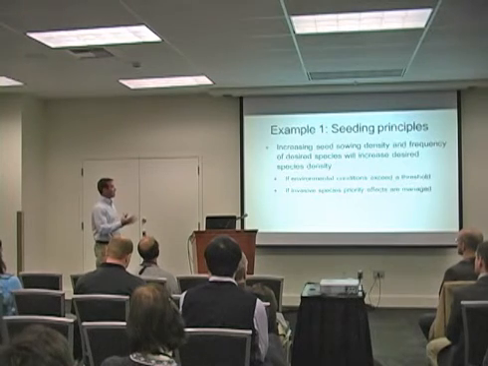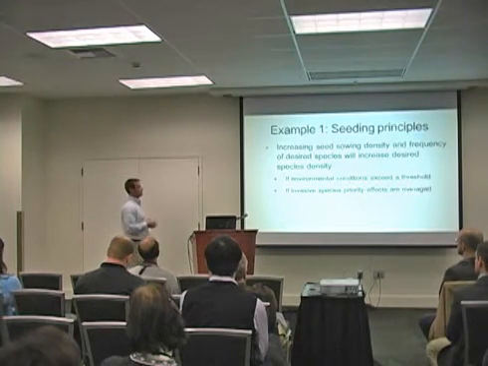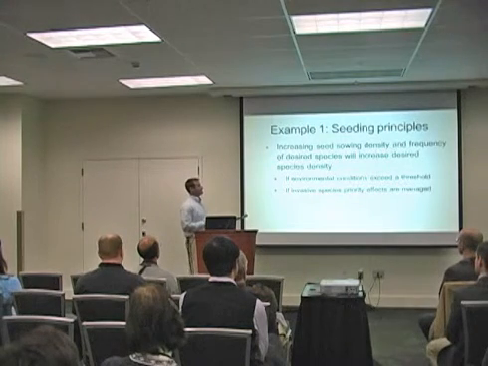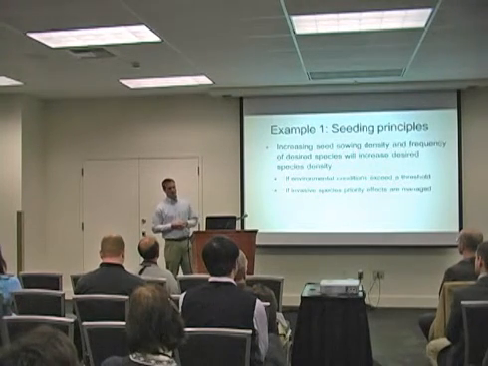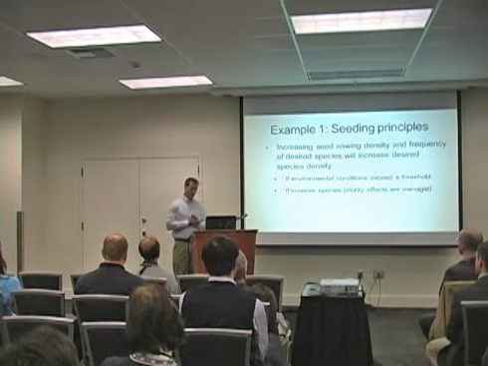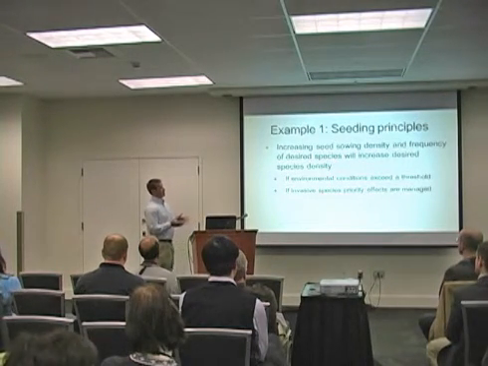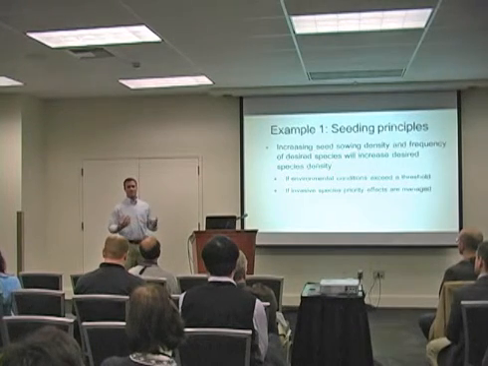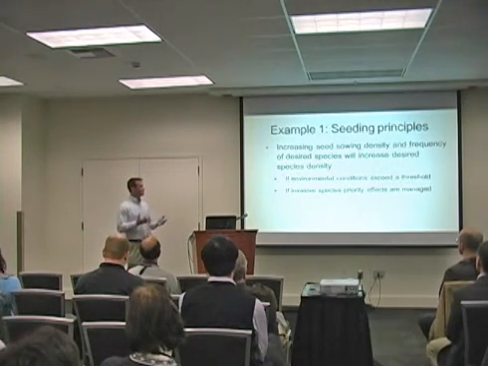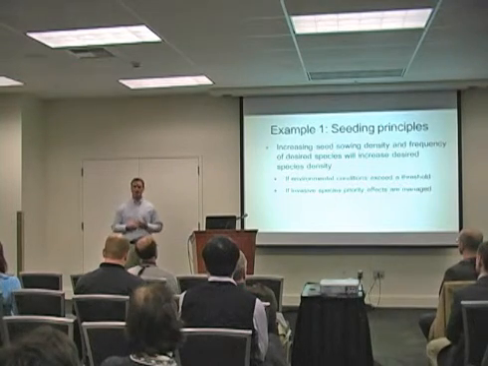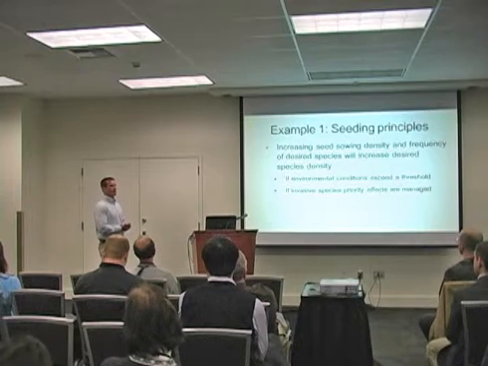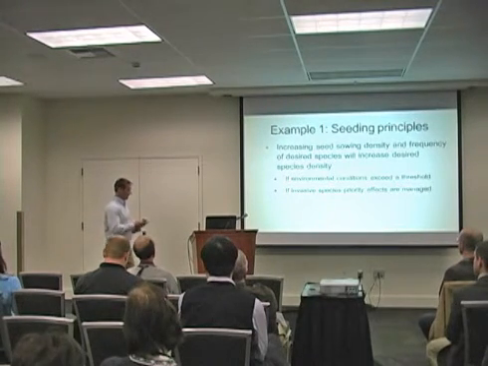Basically, what we could offer, and most of us find this very digestible, is that increasing our seed sowing density and frequency of desired species will actually increase our desired species density. This isn't earth-shattering. Most of us know if we do increase seeding rate, in most instances we do get more plants. Frequency, we don't really mess with that too much, but maybe it makes sense. We go seed multiple times. Maybe we have a better shot at getting something.